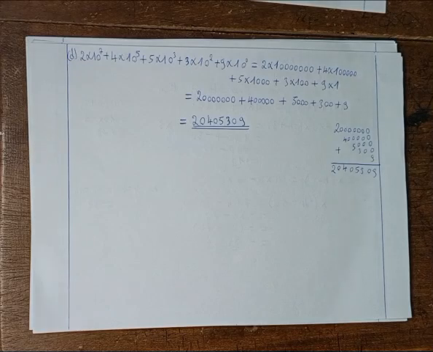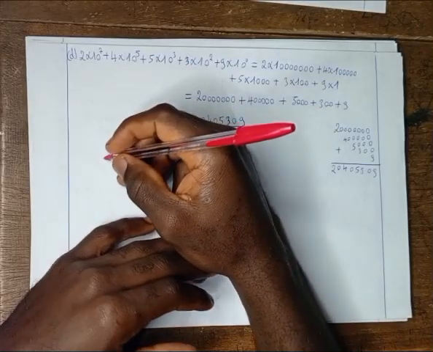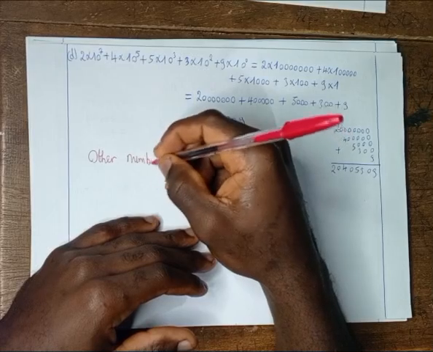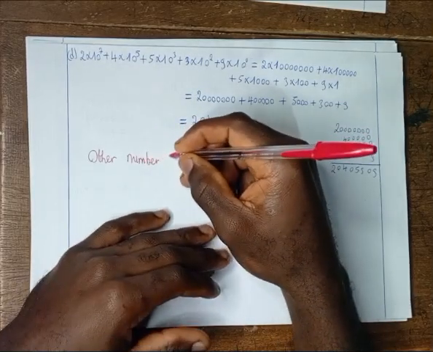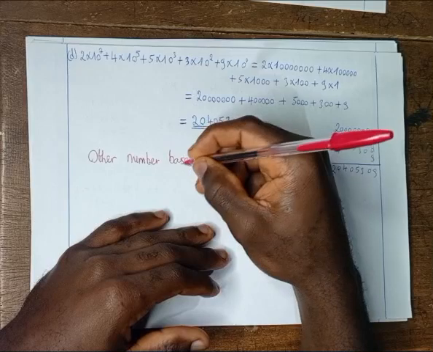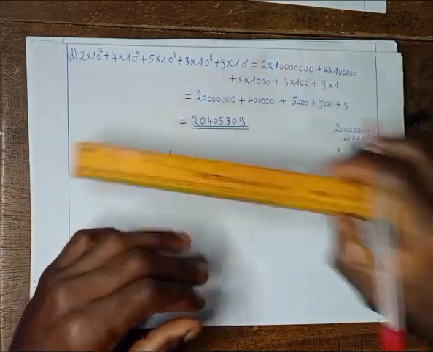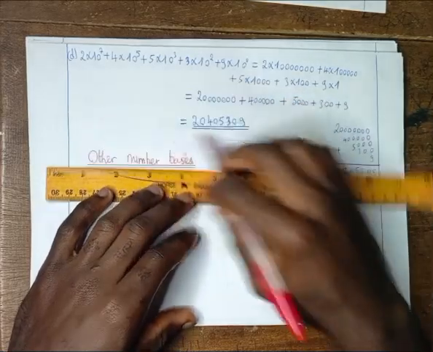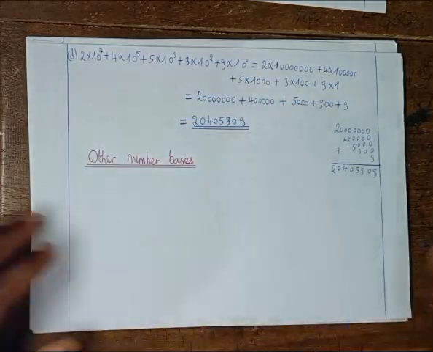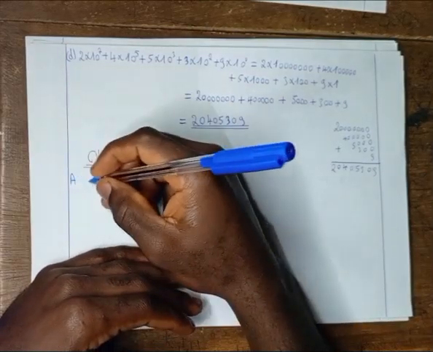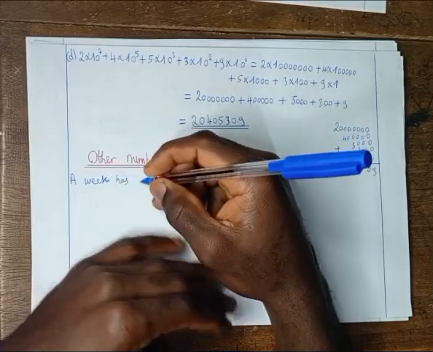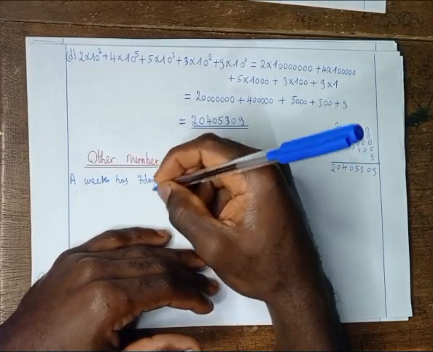So next, we are moving now to the next thing we have to treat today, which is other number bases. I'll write it down here. Under this, we are going to treat base 2 and base 5. Let's take this down. We know a week has 7 days.